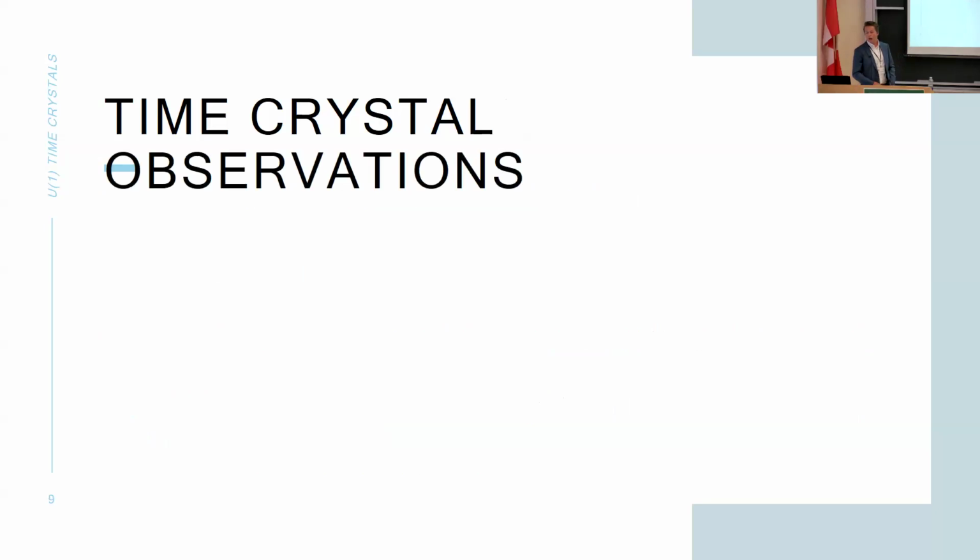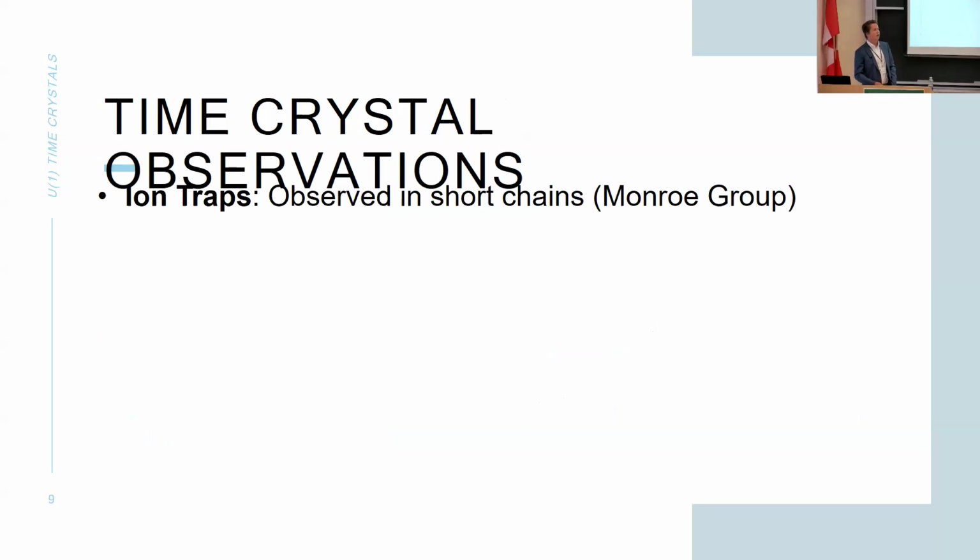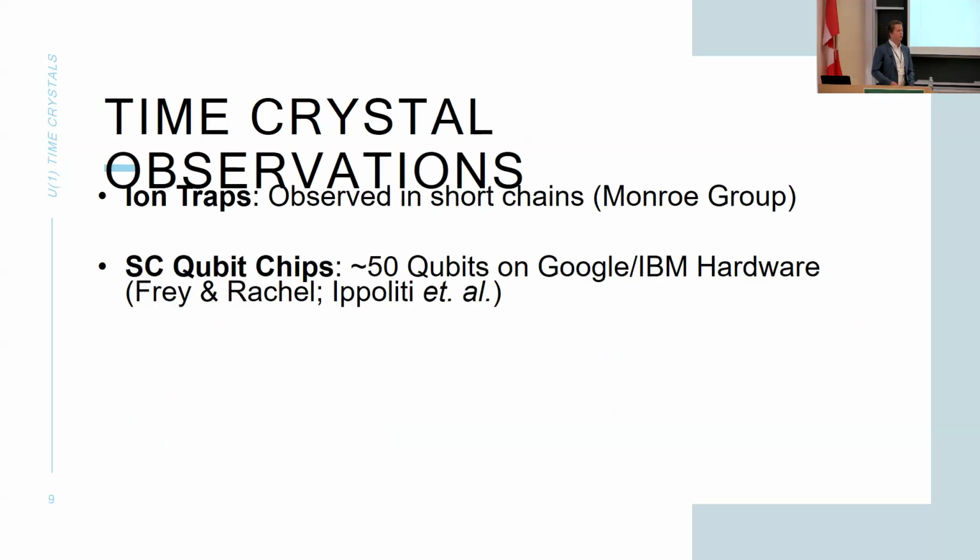So time crystals have been observed in the past in a few different settings: in ion traps in the Monroe group and short chains, like 15 to 25, as well as superconducting qubit chips, both on Google and IBM hardware.